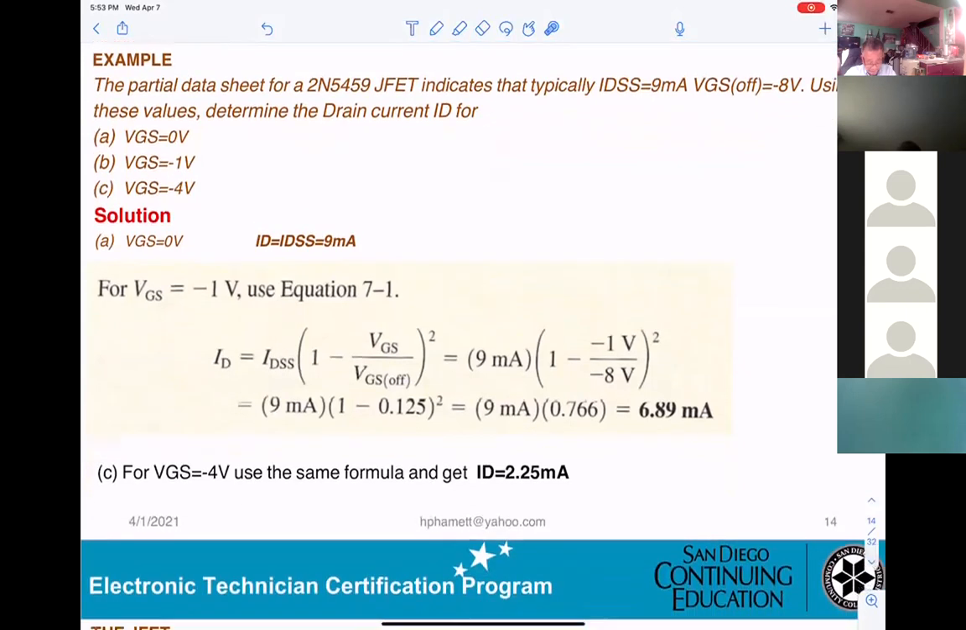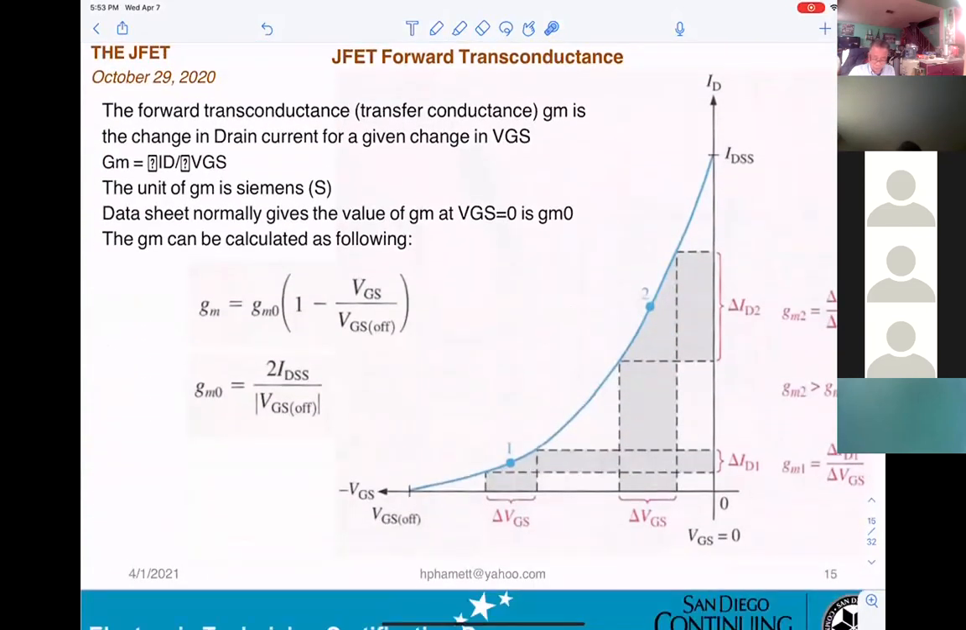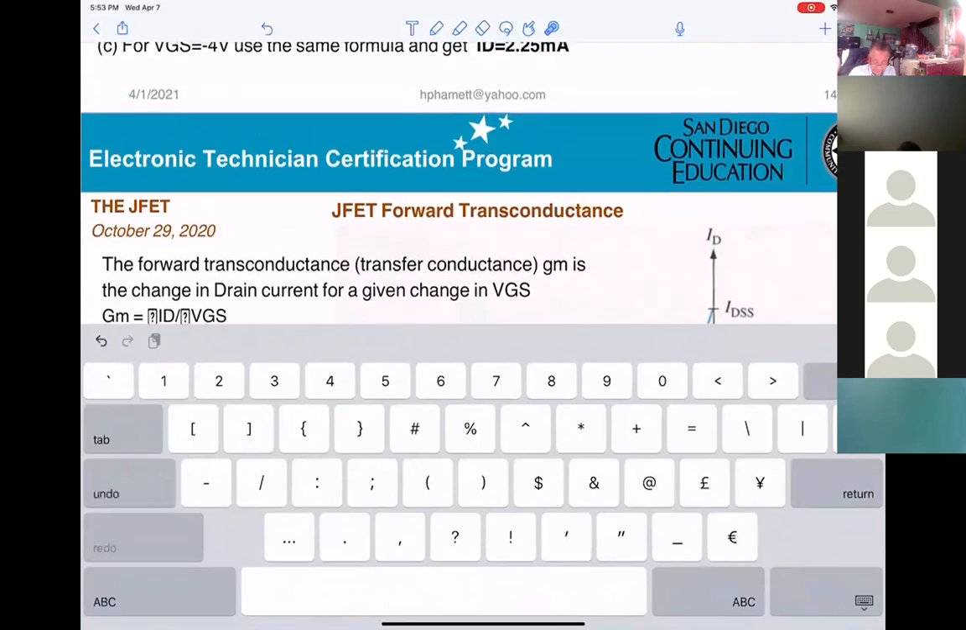Can you follow this calculation? The thing is, we just go by very, very basic things that a technician must know. Okay, let's see what else we have here.